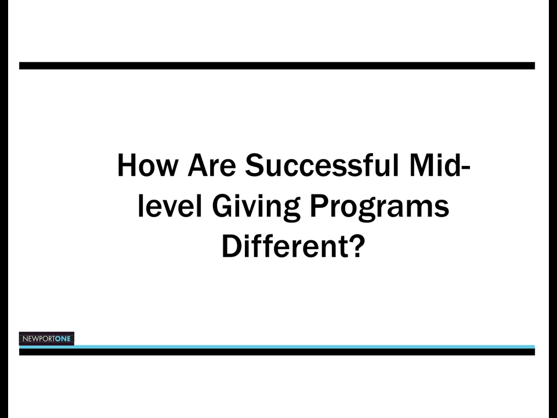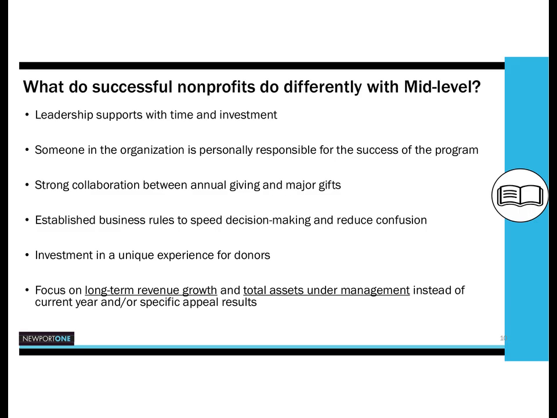Talk a little bit about how successful mid-level giving programs are different from other fundraising activities. So what exactly is it that successful mid-level programs do differently? The first is that there's broad leadership support, and we measure that by time and investment, meaning if an organization is not willing to allocate a staff member, or even a part of a staff member, to a mid-level program, and they're not willing to invest in some of the tools and techniques that are necessary to do mid-level fundraising well, then there's probably not the kind of leadership support that's needed in order to be successful.